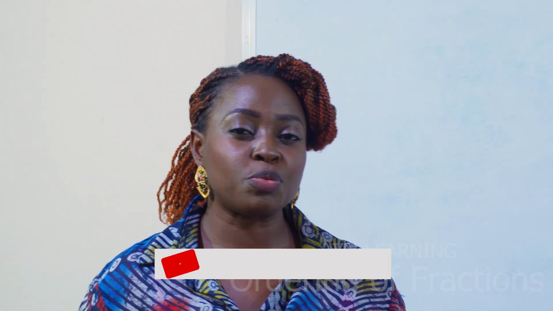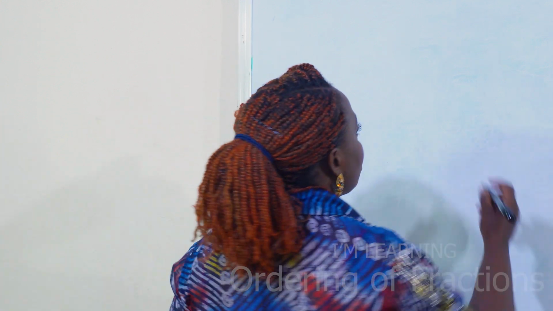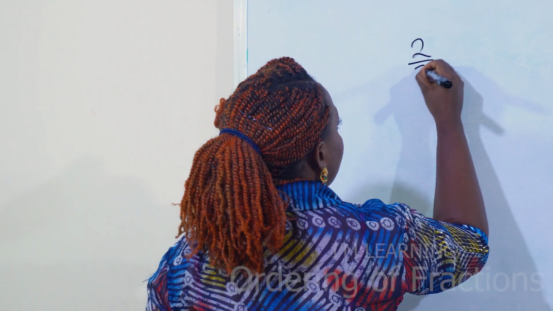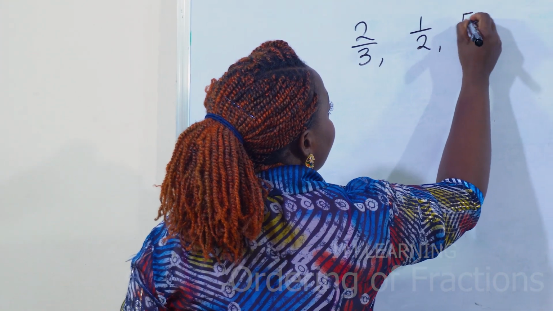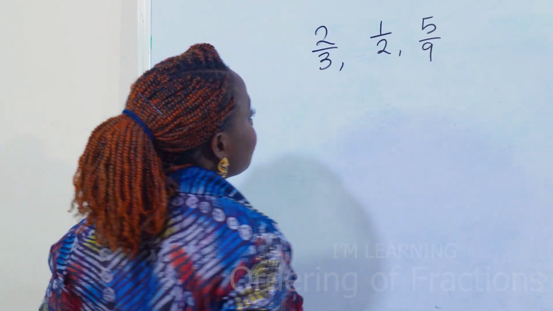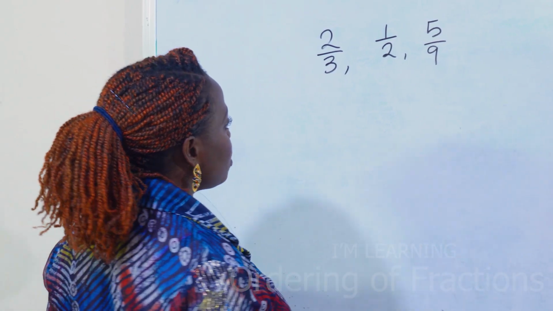Now, for the next set of fractions, we're going to use the decimal method to order them from the smallest to the biggest. That means we're going to convert them to decimals, and then from there we would see which is the smallest and which is the biggest. So let's look at these fractions: 2/3, 1/2, and 5/9. So let's convert to decimals.